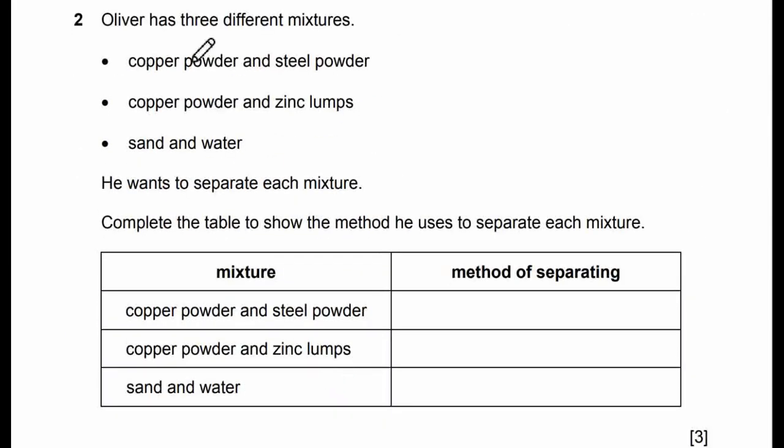Oliver has 3 different mixtures: copper powder and steel powder, copper powder and zinc lumps, sand and water. He wants to separate each mixture. Complete the table to show the method he used to separate each mixture. Copper powder and steel powder. Since steel powder is attracted to a magnet, we can separate them with a magnet or magnetic attraction.